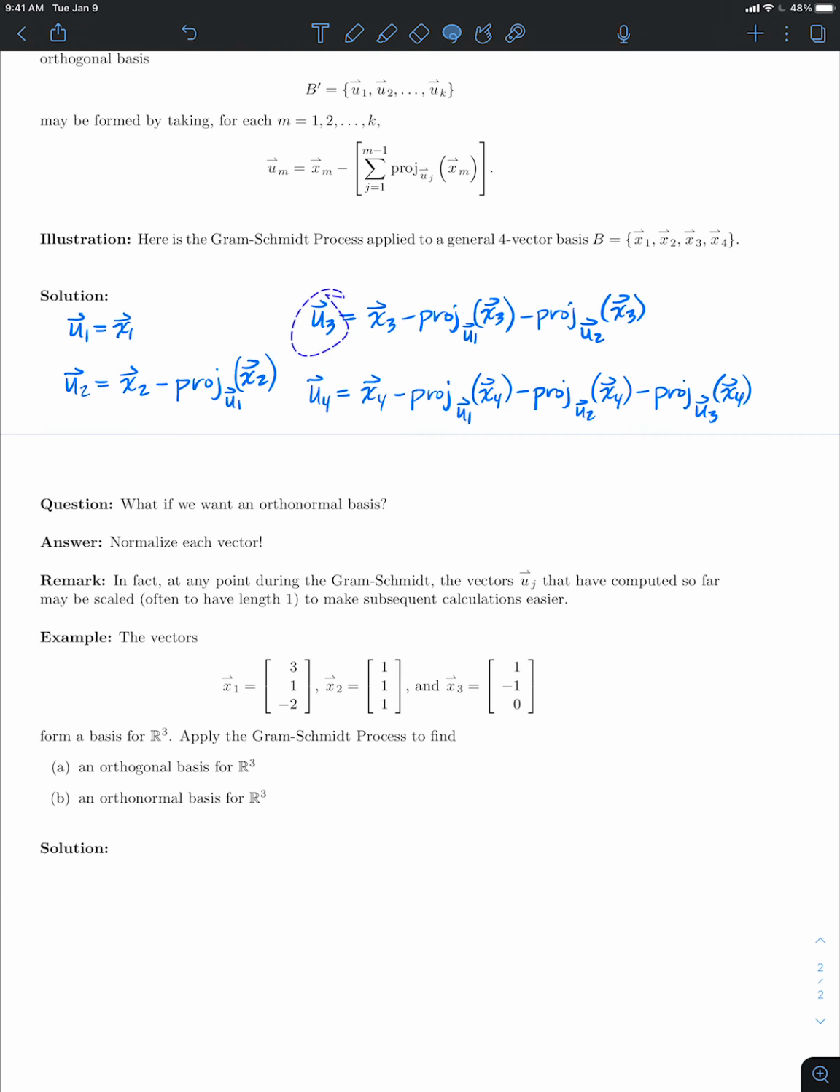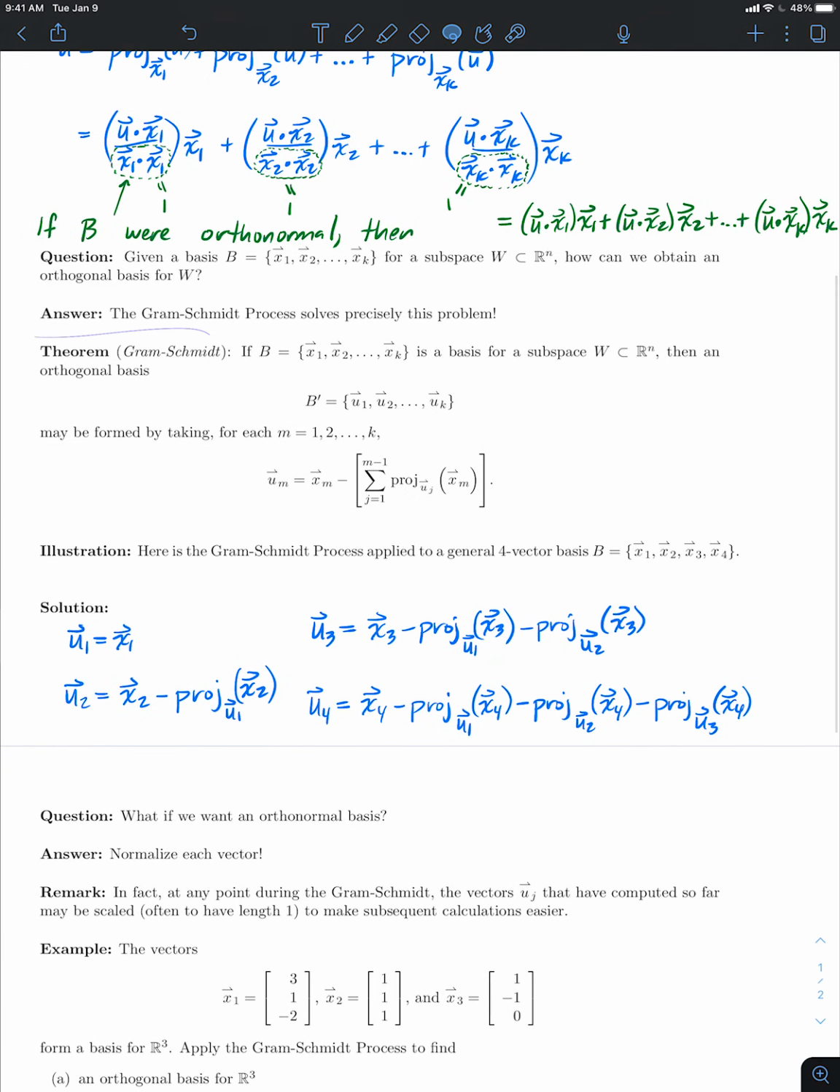But then when you go to compute u3, you've already computed two vectors, u1 and u2. So when you take u3 to be x3, you have to subtract the projection of x3 onto both u1 and u2. You see what I mean? You're always projecting onto all the vectors that you've already formed. And if you go back up to the formal statement of the algorithm, you'll see that's what this summation right here is doing.